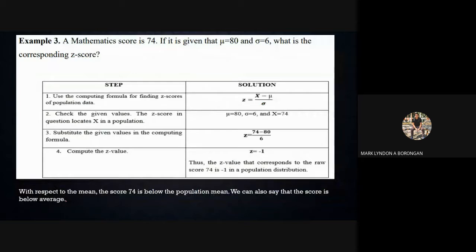Another example. A mathematics score is 74. If it is given that mu is equal to 80 and the standard deviation is 6, what is the corresponding z-score?